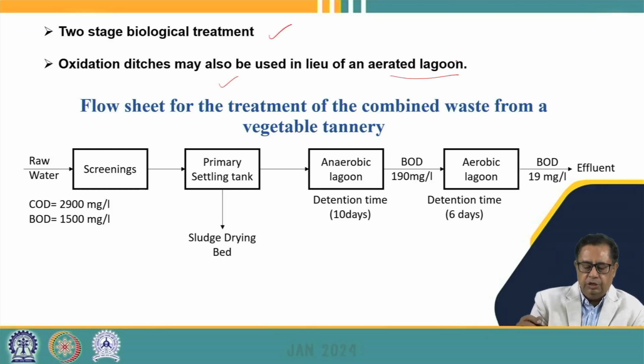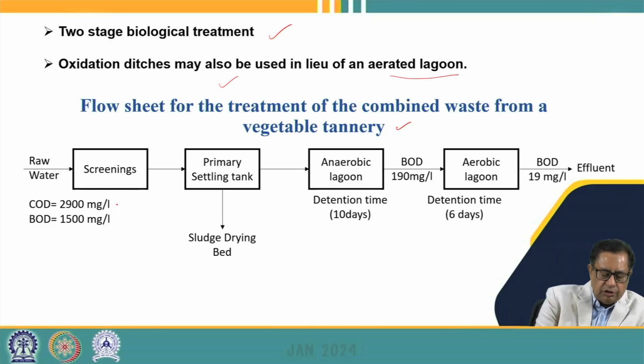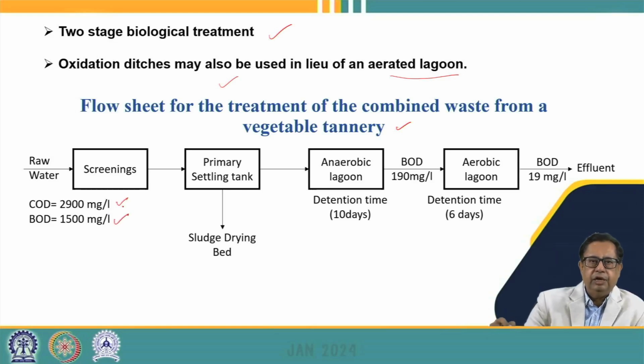We can have a two-stage biological treatment method where the oxidation ditches may also be used in place of the aerated lagoons. So we can see here a flow sheet which is being used for a combined waste emerging from a vegetable tannery. We have the raw wastewater, and here the COD levels are nearly 2900 milligrams per liter and the BOD is 1500 milligrams per liter.